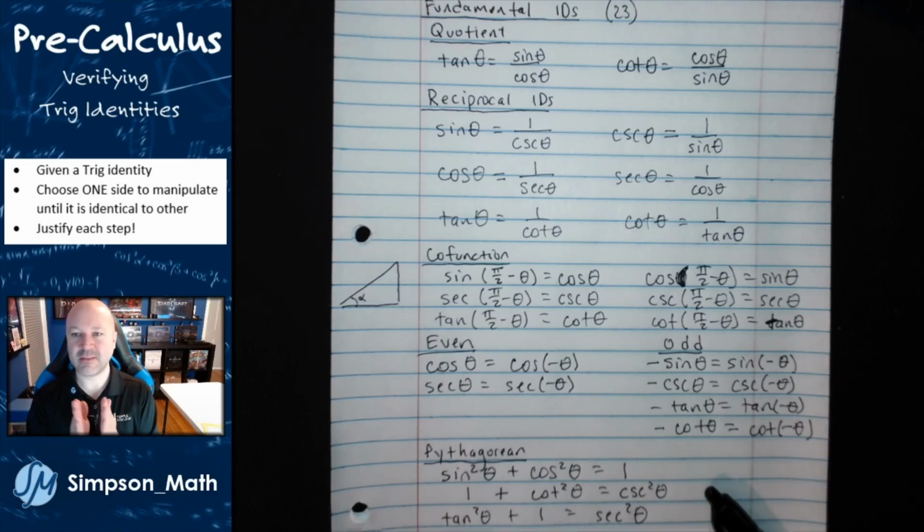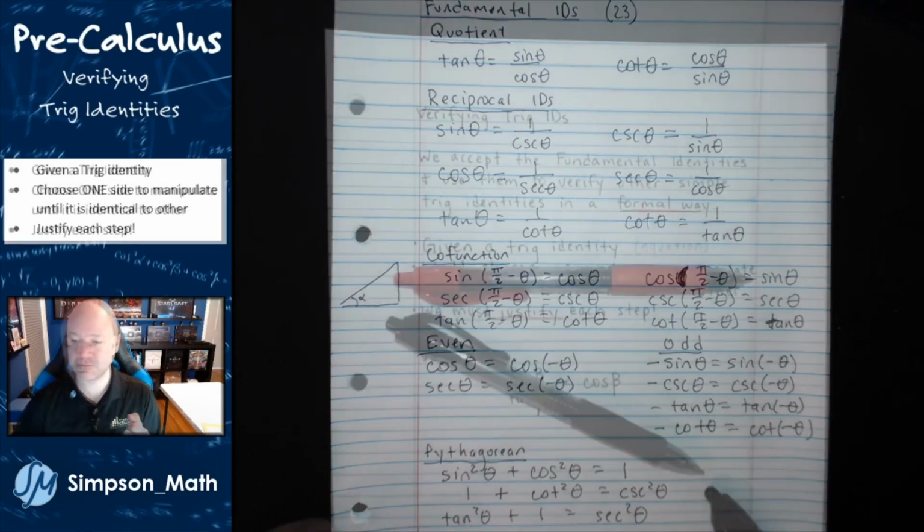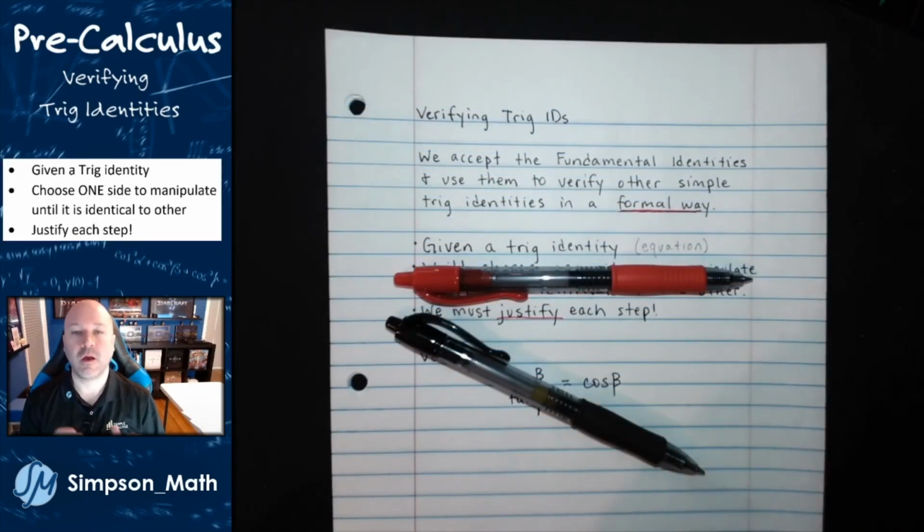Good. We've got the fundamental identities. Now moving forward to verify trig IDs. All right. We now accept the fundamental identities, and what we're going to do is use them to verify other trigonometric identities. And we're going to do this in a very formal way.